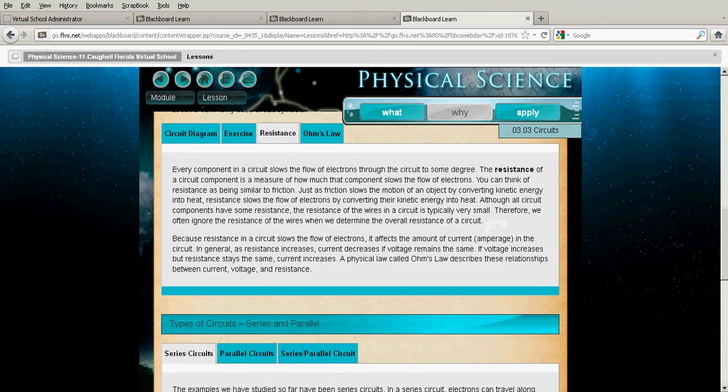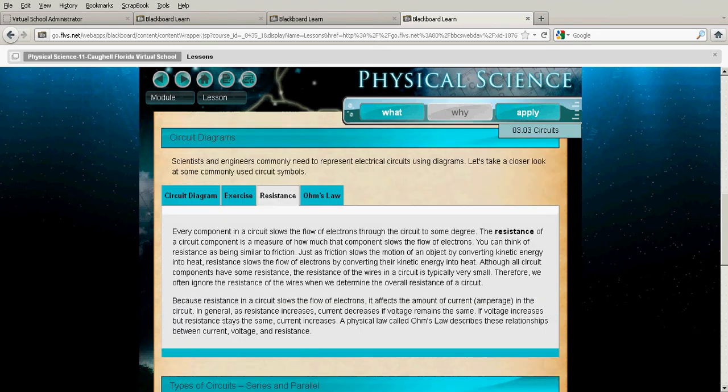Let's talk about resistors. Every component in a circuit slows the flow of electrons through the circuit to some degree. The resistance of a circuit component is a measure of how much the component slows the flow of electrons. Remember, we talked earlier that the resistors are going to slow it down. It's really good for insulators. It slows the flow down a little bit so it's not so quick, so fast.